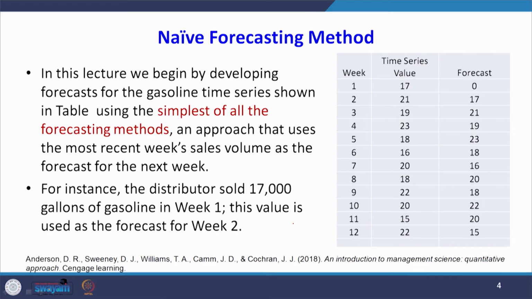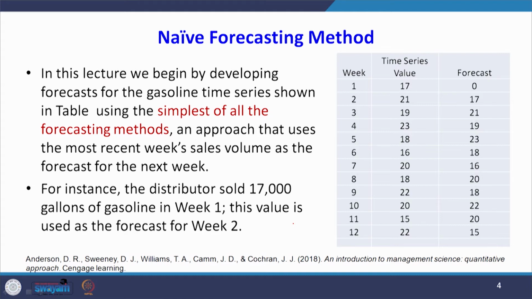The first forecasting technique which I am going to explain is called the naive forecasting method. In this lecture, we begin by developing a forecast for the gasoline time series shown in the table using the simplest of all the forecasting methods. That is an approach that uses the most recent week's sales volume as the forecast for the next week.